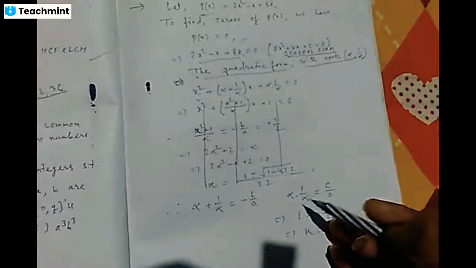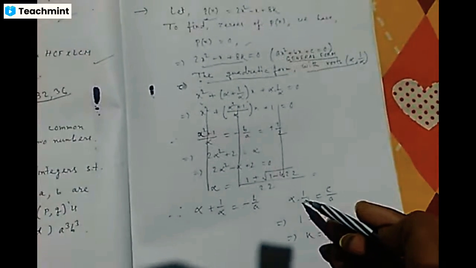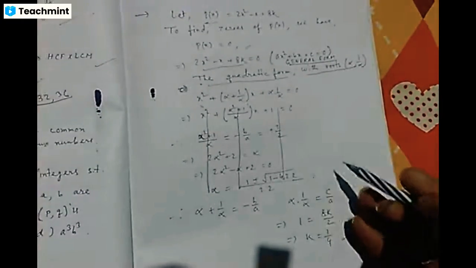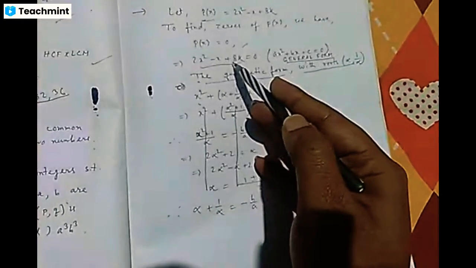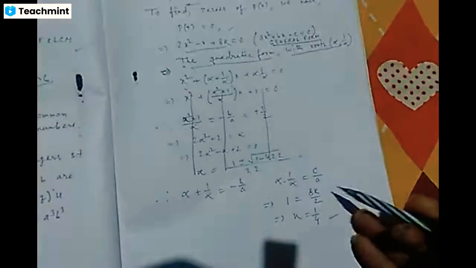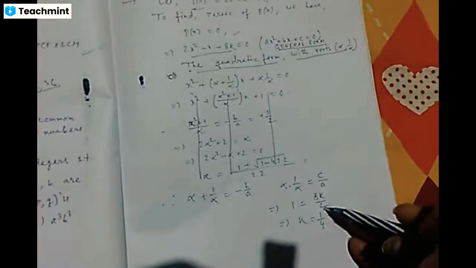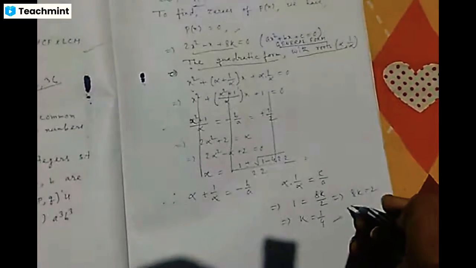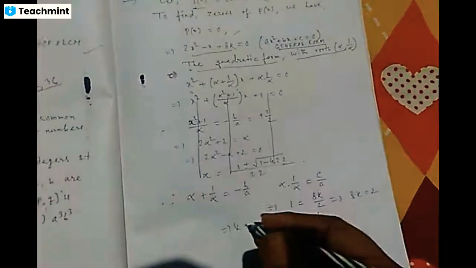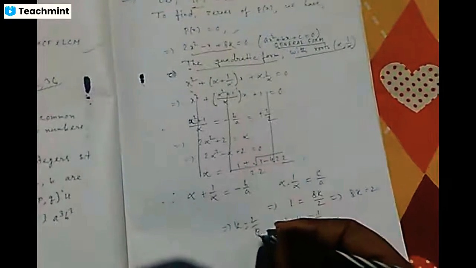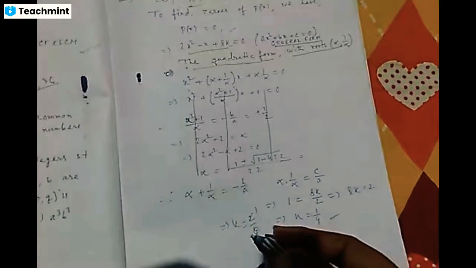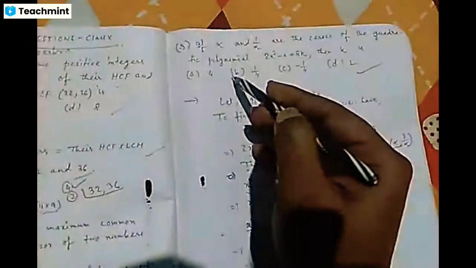So we have found that alpha multiply 1 by alpha is equal to 1, and c by a is here given minus 8k, sorry, plus 8k, and a is given 2, so 8k by 2. So we found out that k is equal to 1 by 4. If we solve this, it will be 8k is equal to 2, or we can write down k is equal to 2 by 8. If we take it in the lowest form, then this will be 1 by 4. So k is equal to 1 by 4. So we find out that the value of k will be 1 by 4.